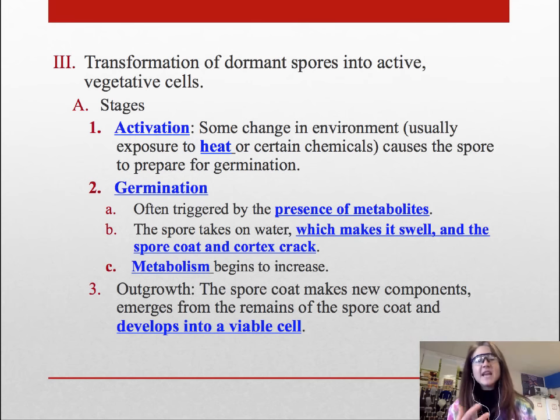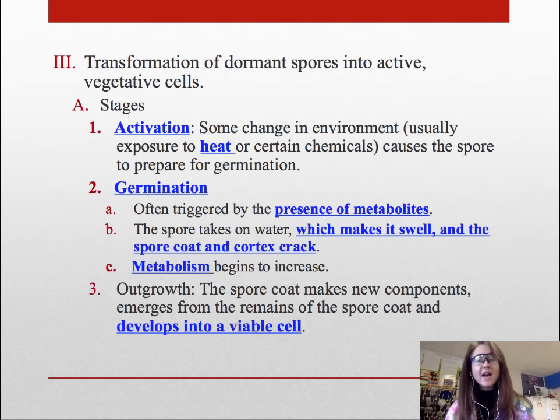So upon germination, that is when the cell begins to use those metabolites, food in its environment. It's got a lot of nutrients, a lot of rich nutrients within the lung. That's actually going to trigger it to swell. The spore coat is going to crack like that popcorn kernel, and the cortex is cracking, right? And metabolism and outgrowth are going to begin. The endospore is going to develop into a viable cell.